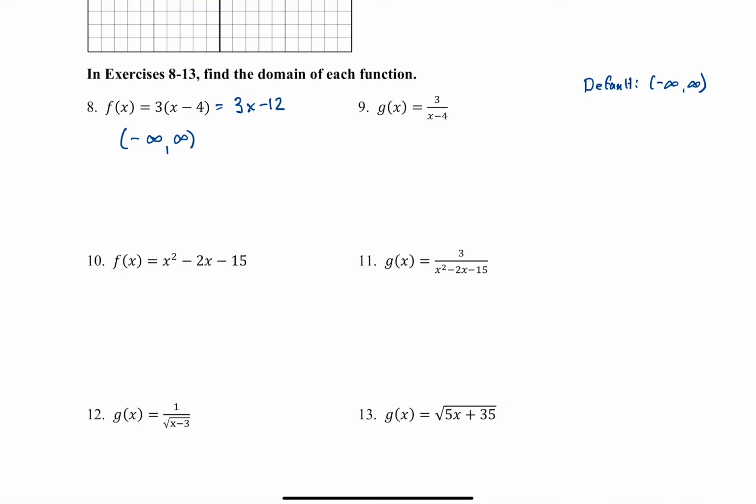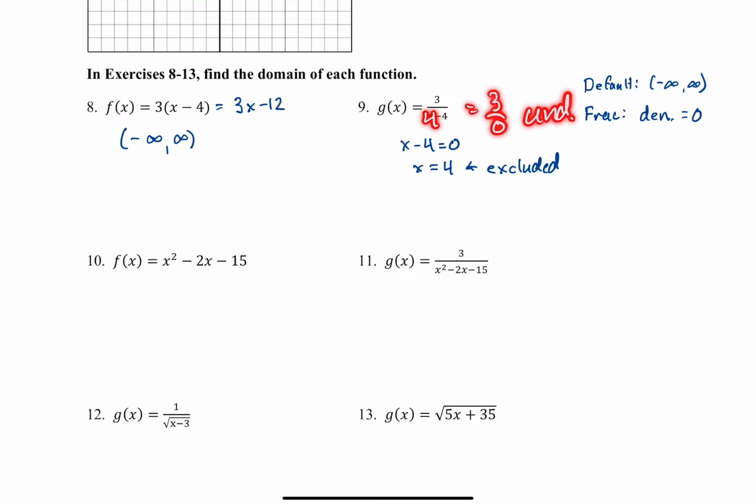In the case of number 9, we do have a fraction. So whenever you have a fraction, what we need to do is see what makes the denominator equal to 0. So I'll just take x minus 4, set that equal to 0. And we find x equals 4 is the value that must be excluded from the domain. Everything else can be plugged in. Again, if I plugged in 4 here, I would get 3 over 0, which is undefined. That means we can't plug in 4.